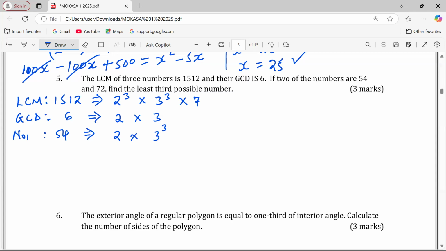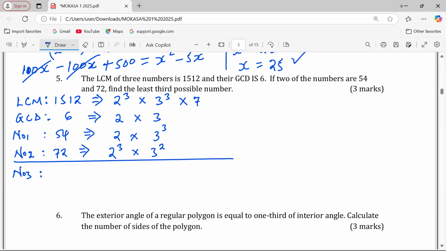And then the second number, which is 72. This one becomes 2 power 3 and 3 power 2. Then now we have the possible other number. We want the least possible third number.